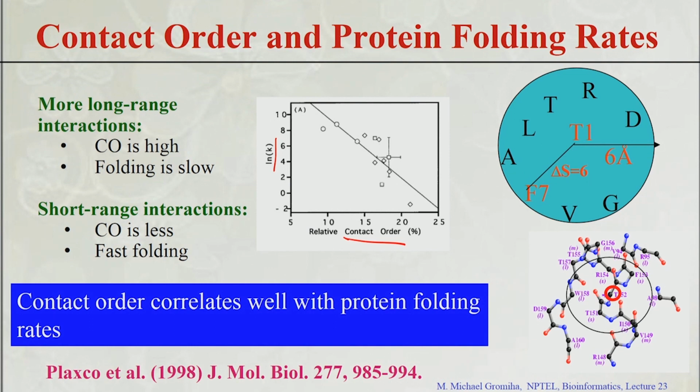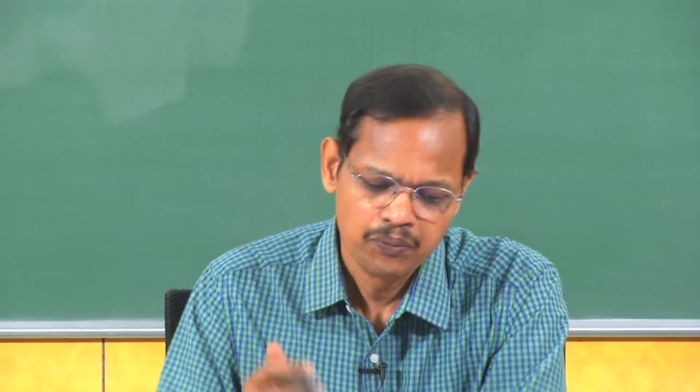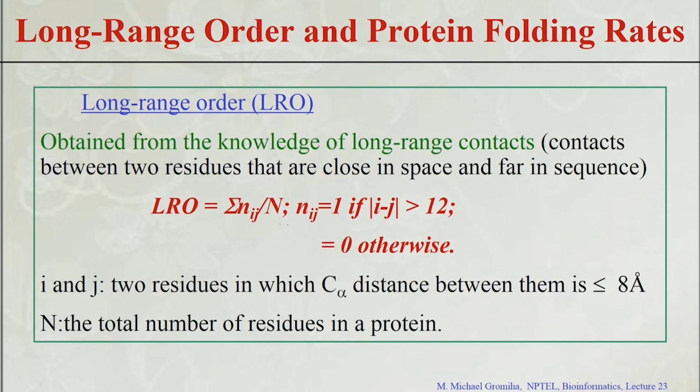Now, the second parameter, what is the next parameter we discussed? Long range order, right. How is the long range order derived? What is the concept used? It counts the contacts which are close in space but far in the sequence. In this case Nij equals 1 if the separation is 12 residues.